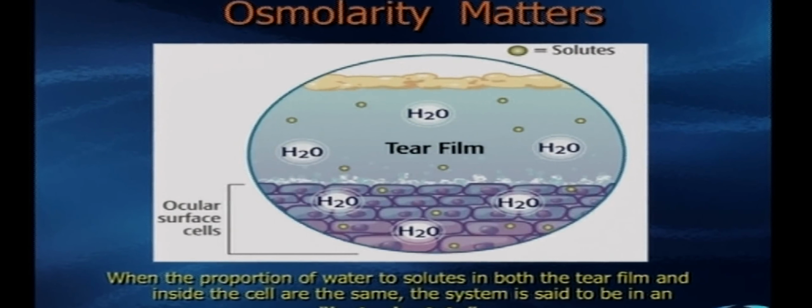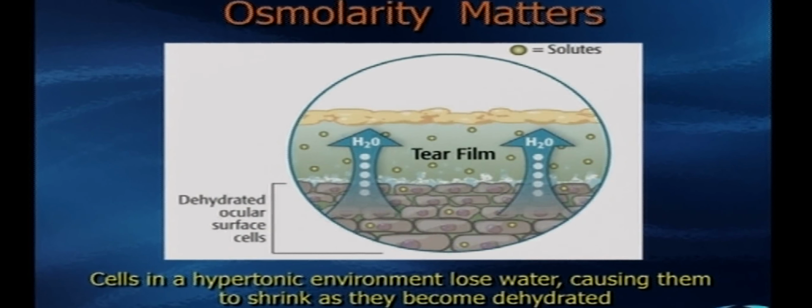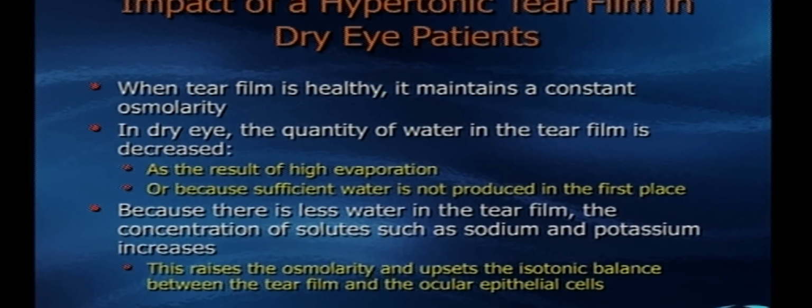So we know that when the proportion of water to the solutes in both the tear film and inside the cell are the same, the system is said to be in an isotonic state. This is how we would ideally hope our ocular surface cells to be. But when there is a loss of water, there is a shrinkage or desiccation as these cells become dehydrated. And when the tear film is healthy, it maintains a constant osmolarity.